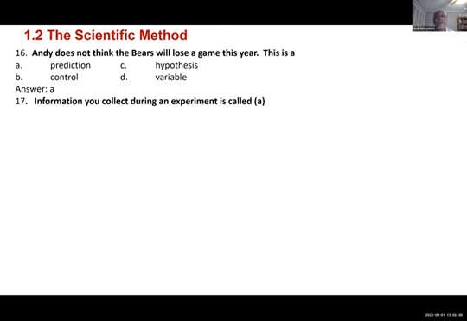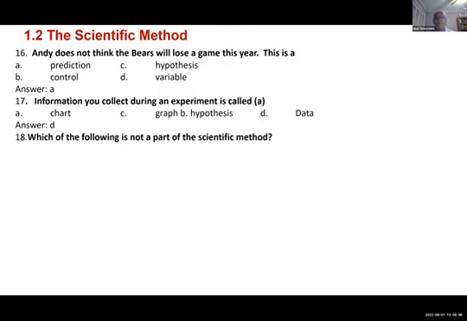Information you collect during an experiment is called data. A chart is data. A graph is data. A hypothesis is not information. It's a possible explanation. Therefore, the answer is D. Information you collect during an experiment is called data.